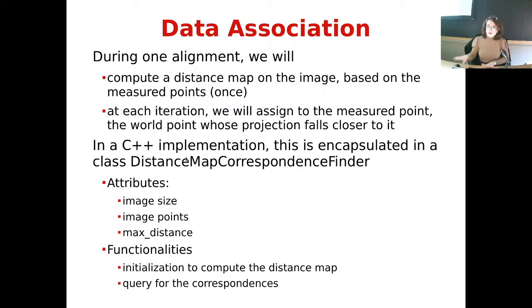Then let us move to the C++ implementation. As I already mentioned, we expect to compute a distance map on the image based on the measured points just once for each alignment. Then at each iteration, we just query the distance map to find the measured point which is the closest one to the projection of the world point that we are considering.